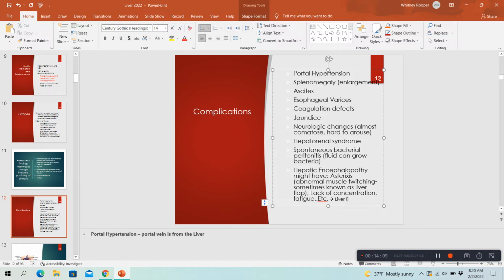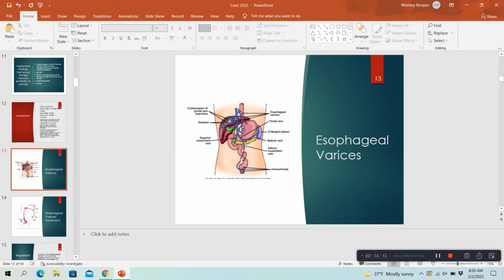Esophageal varices. See the portal vein in your pictures? Portal vein here, from the liver. Esophageal varices. In alcoholics, it's one of the most critical things you can ever see. They will die. Esophageal varices will kill them because they will bleed from the esophagus.